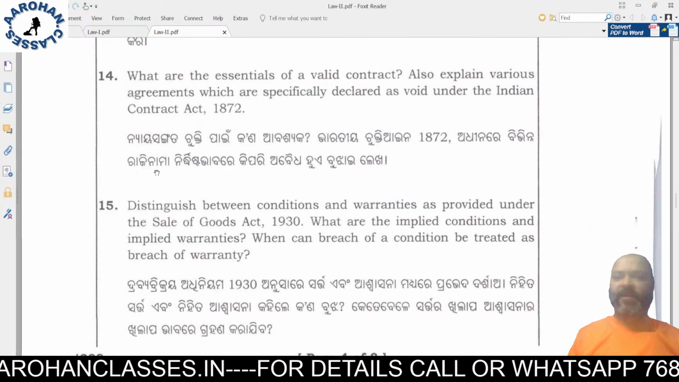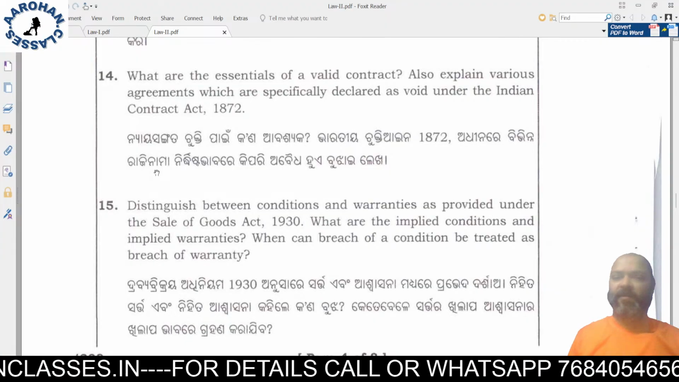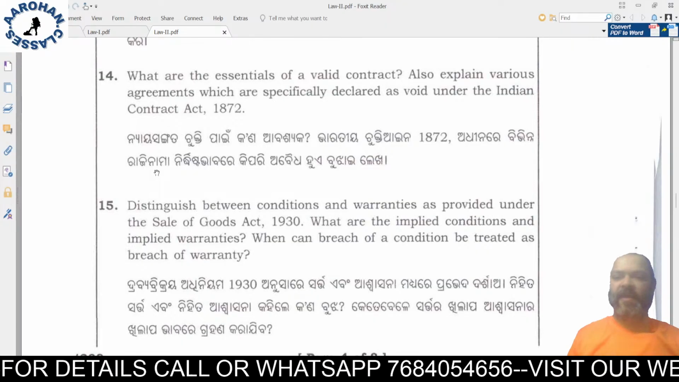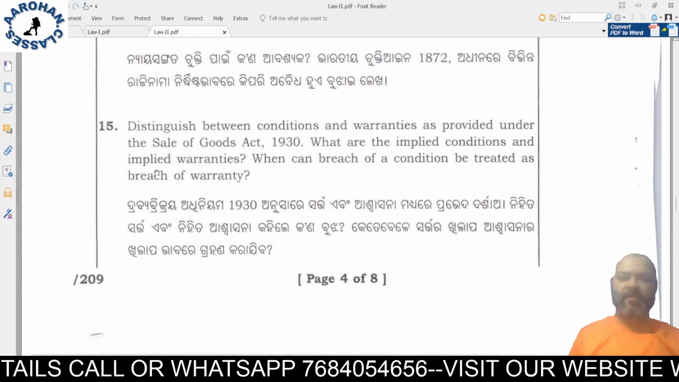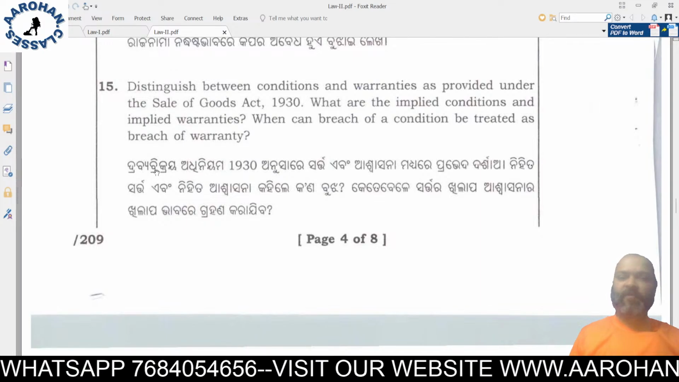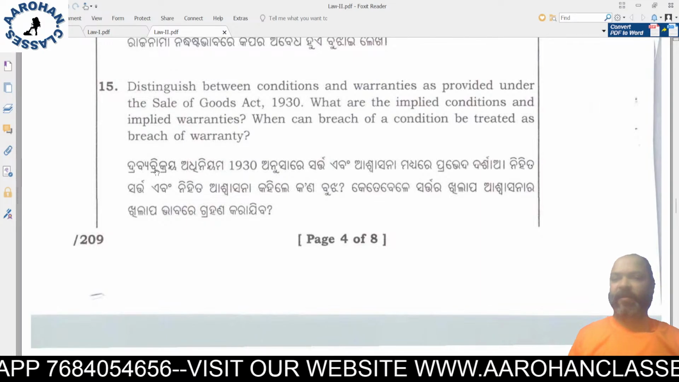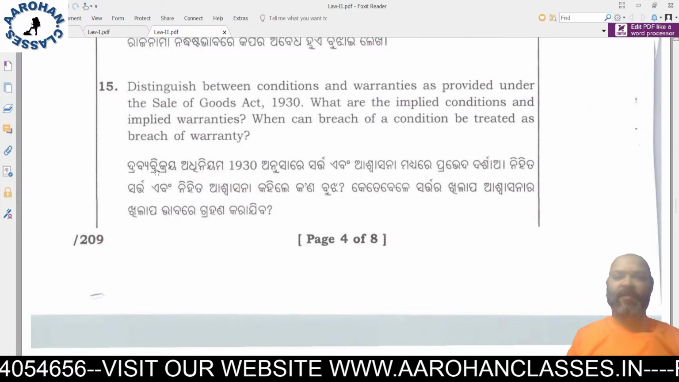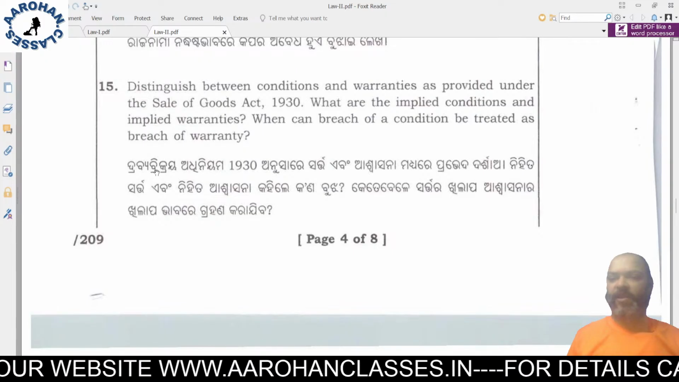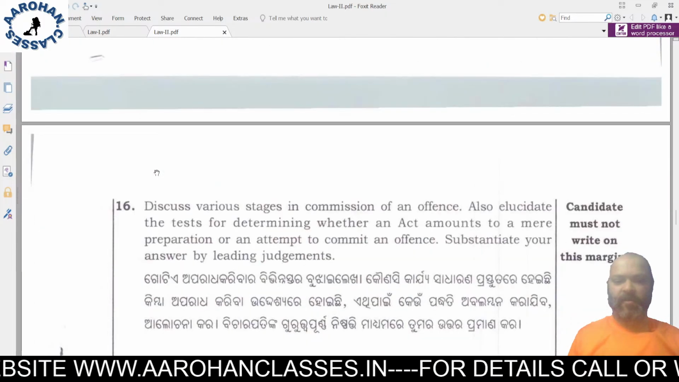What are the essentials of a valid contract? Also explain various agreements which are specifically declared as void under the Indian Contract Act. Distinguish between conditions and warranties as provided under the Sale of Goods Act 1930. What are the implied conditions and implied warranties? When can breach of a condition be treated as breach of warranty?